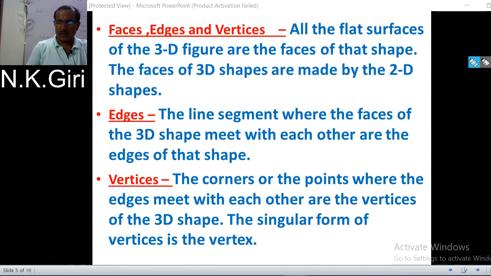It is a cuboid. It has 3. Now we come on faces. This is the first face.